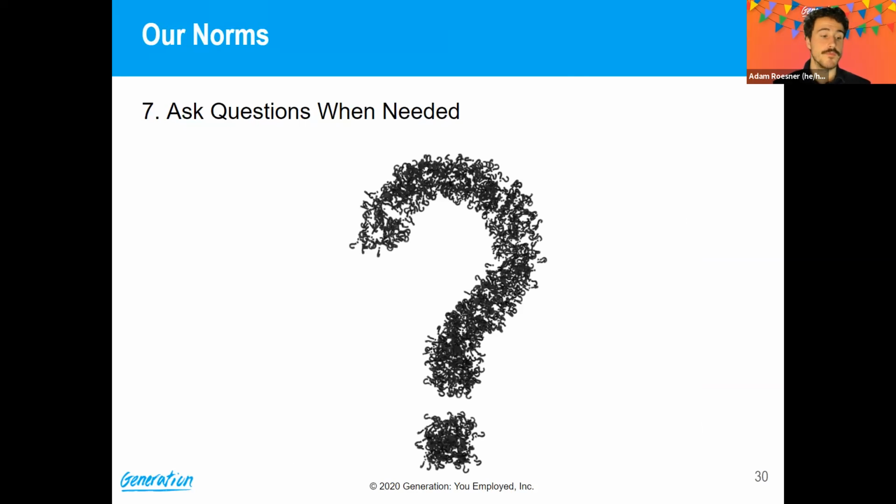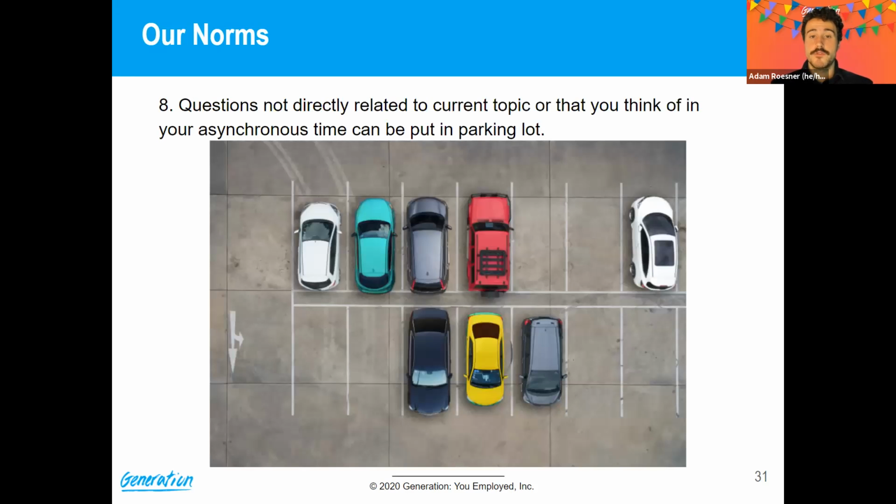Ask questions when needed. We cannot address a question very effectively if we don't know that it's being asked. If you don't ask it, we don't know it to be out there. You're probably not the only person with a question if you have one. So go ahead and just do yourself and your classmates and us, the instructional team, a favor and just raise your hand.